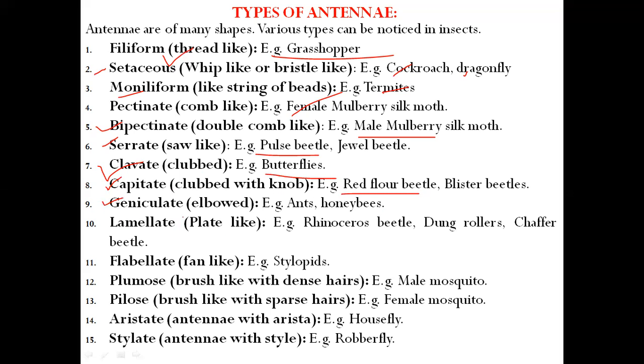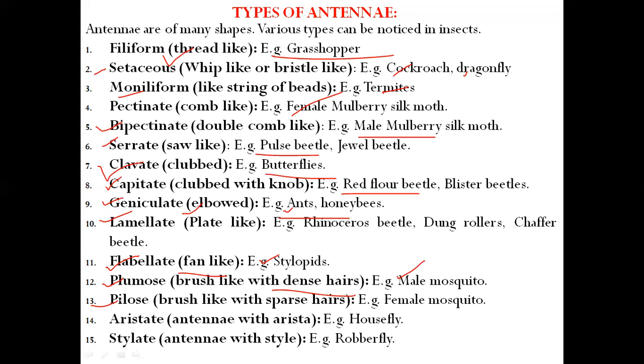Geniculate is an elbow-shaped antenna, present on ants and honeybees. Lamellate is plate-like, as in the rhinoceros beetle. Flabellate is a fan-like structure, present on stylopids. Plumose means brush-like, with dense hair, present on the male mosquito.